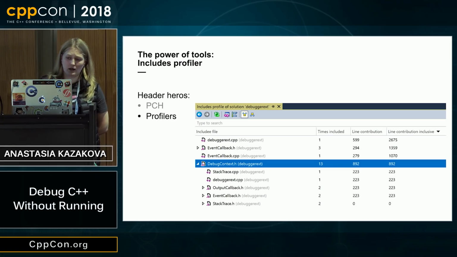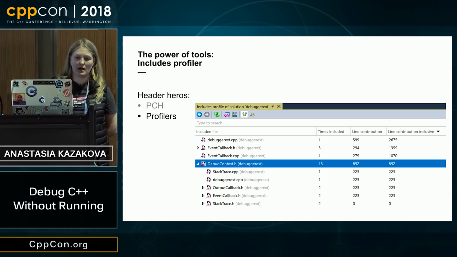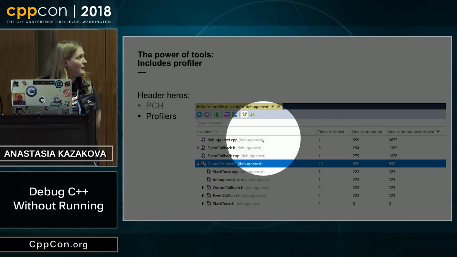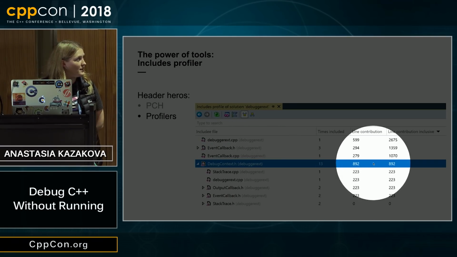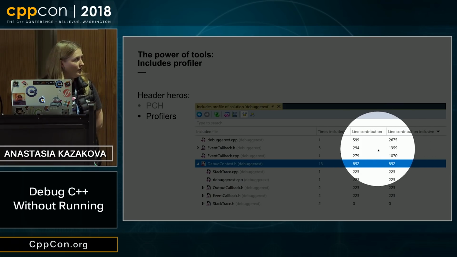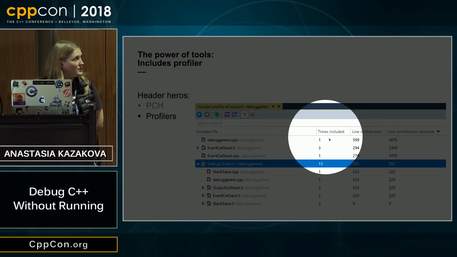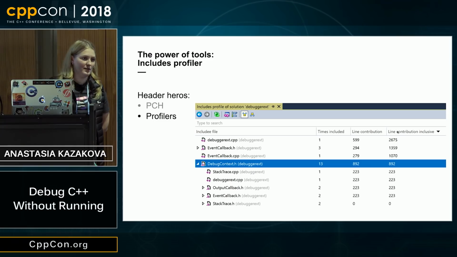In ReSharper C++, the team implemented this includes profiler, and it's just trying to provide you the information about which header files are included and what is the total line numbers, like inclusive counters and just regular counters, so that you can sort by the files that have the most line contribution, and at least look at these files and understand if you really need all these includes in this file and why it is actually that big.